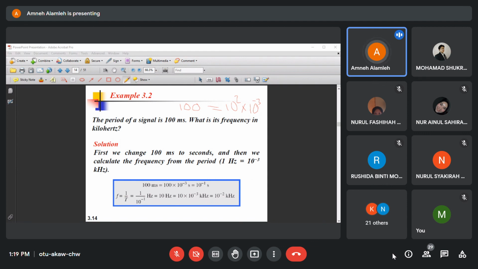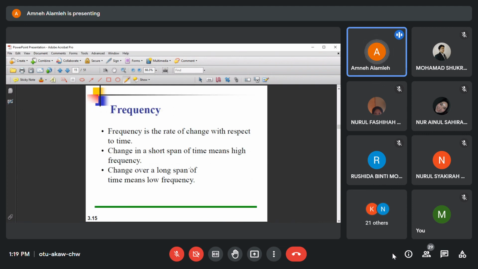Is it clear? The example is clear? Write in the chat, please. Any question if the example is not clear? Clear, Doctor. Clear. Okay, now I will stop at this example.